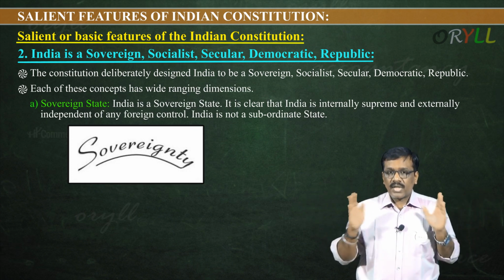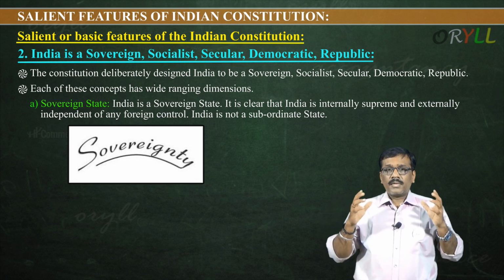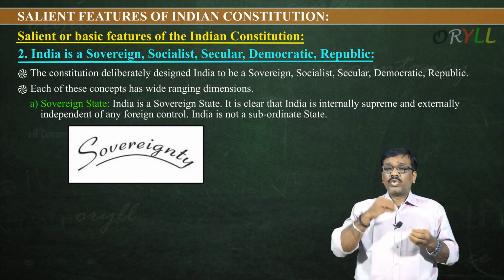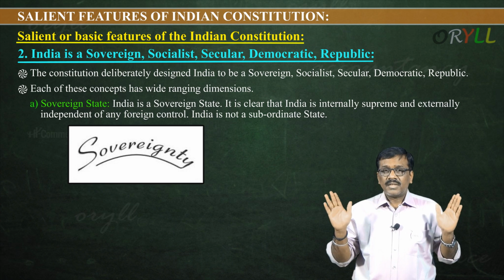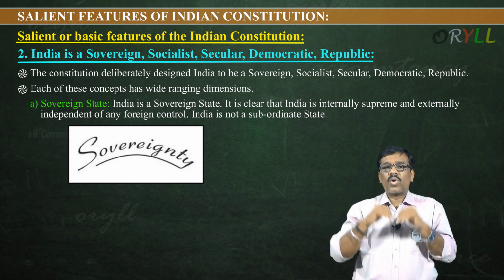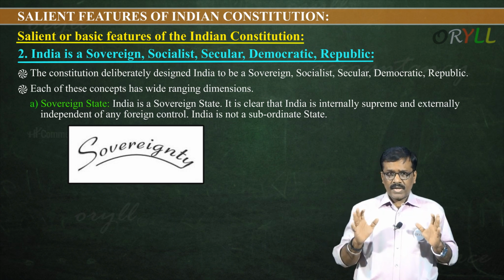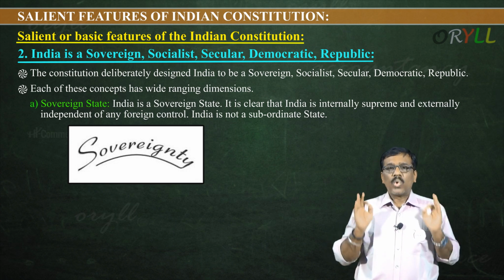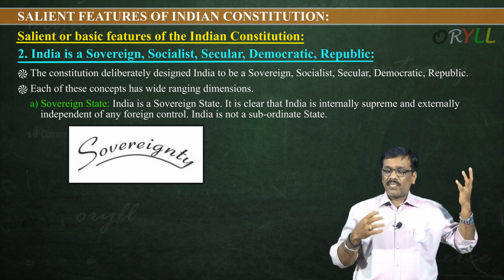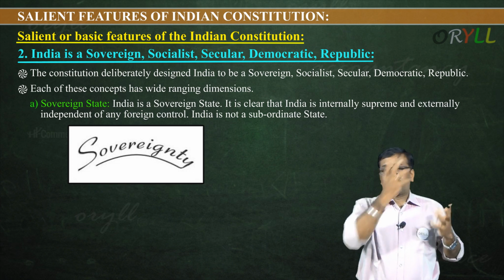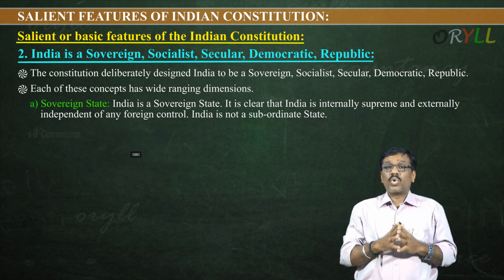India is not a subordinate state. That means all the decisions relating to our internal affairs are being taken by the government of India, and no neighbor or foreign country will involve itself in its affairs. It is absolutely independent and responsible for taking its own decisions, and it is not reporting to any country, unlike earlier Commonwealth countries, which were under the British crown. It was not like that. Now it is absolutely free. So it's a sovereign state.